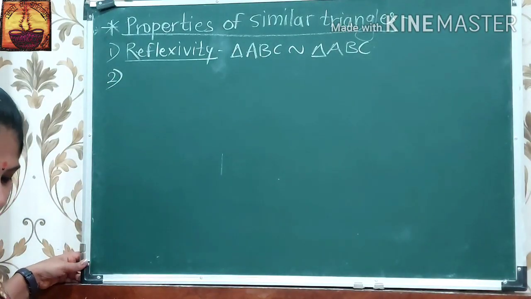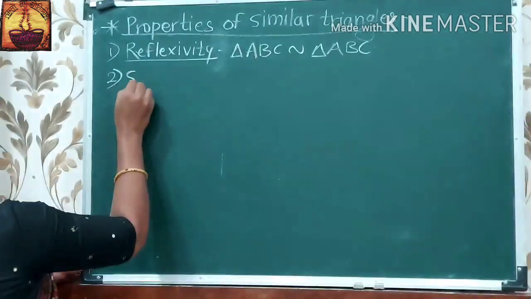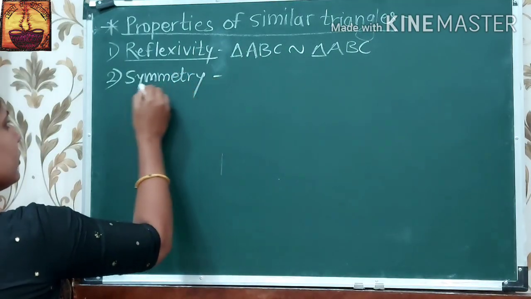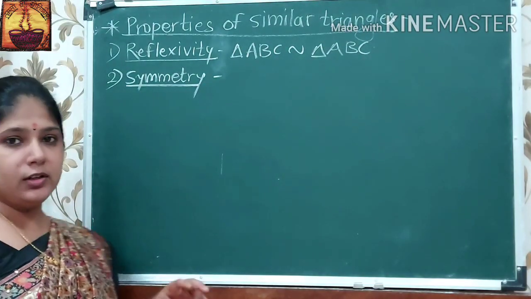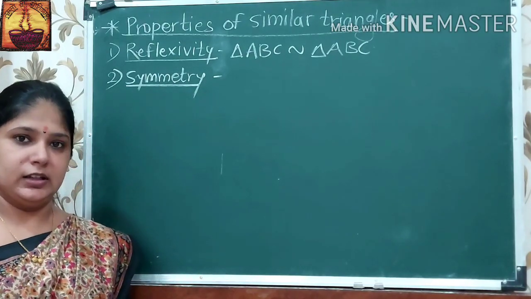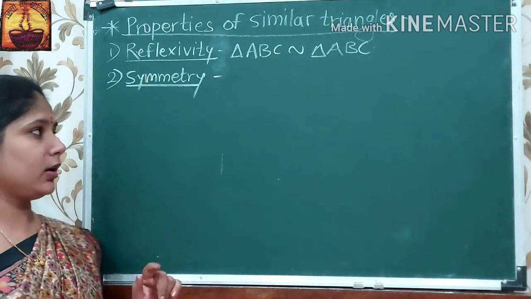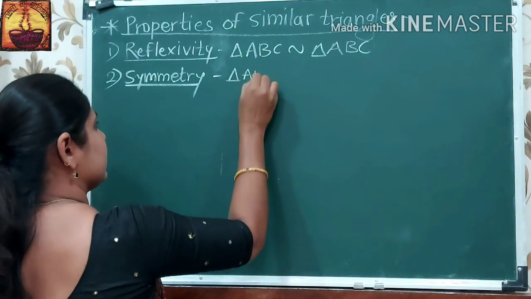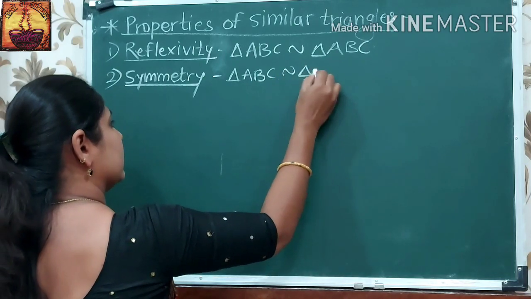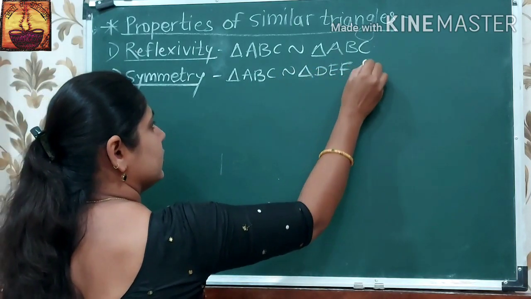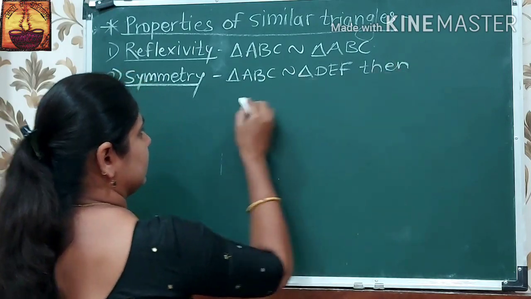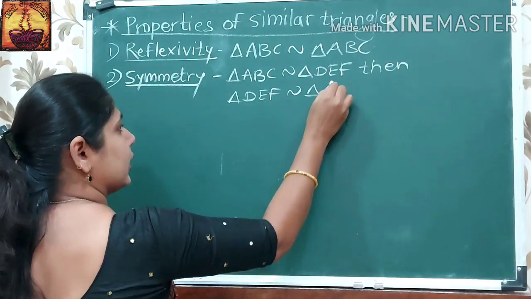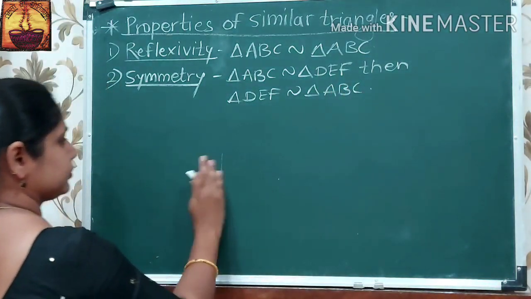Then second is symmetry. If one triangle is similar to another triangle, then the second triangle is similar to the first triangle. Triangle ABC is similar to triangle DEF, then triangle DEF is also similar to triangle ABC.